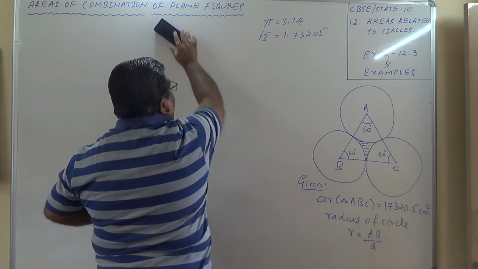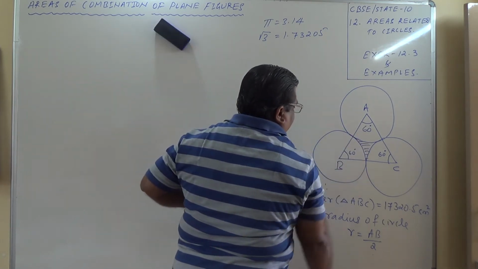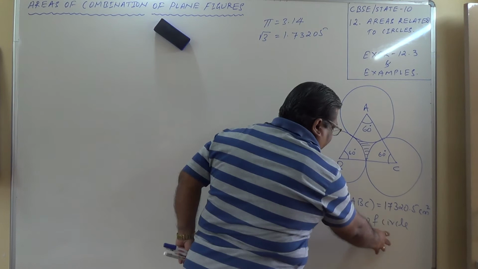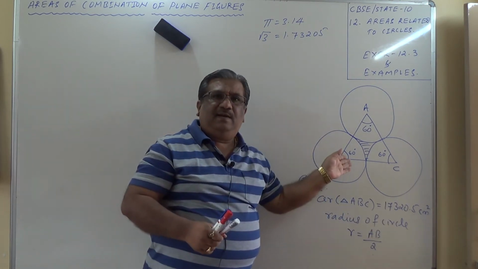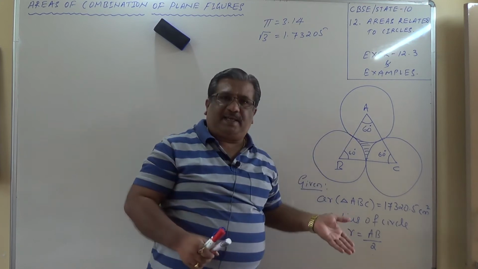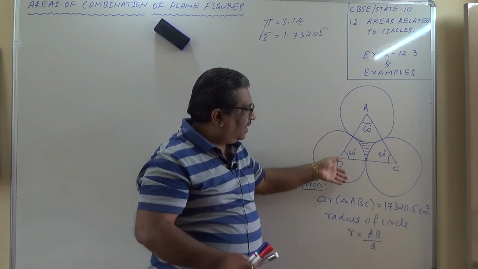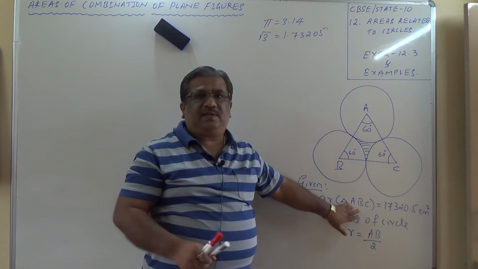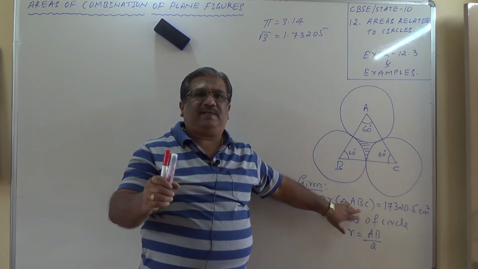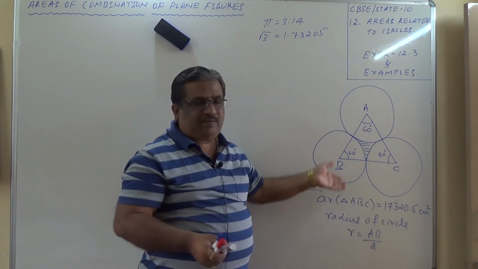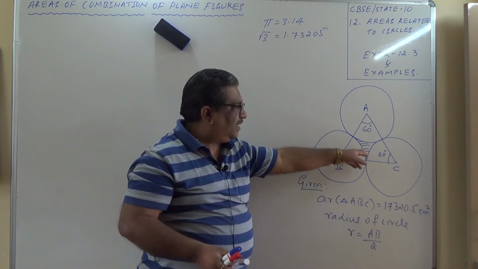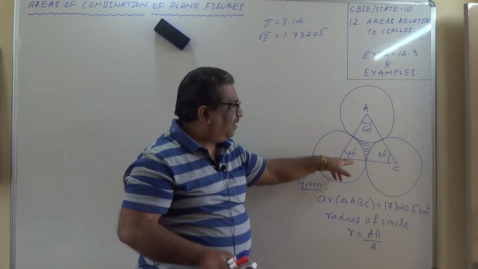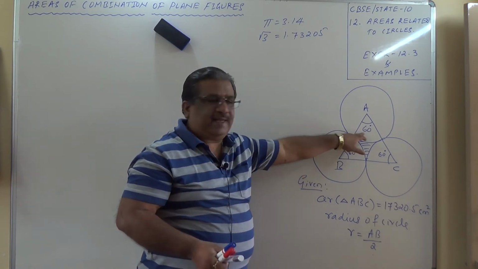First of all, we need to find out the radius. In order to find the radius, we need to find out the side of the triangle. If you can find the side of the triangle, then the radius will be half of the side. How do you find out the side of the triangle? You know, area of the equilateral triangle is root 3 by 4 times side square. So I can find out one of the sides. Then I can find the radius. Then area of the shaded region is area of the triangle minus 3 times the area of the sector.